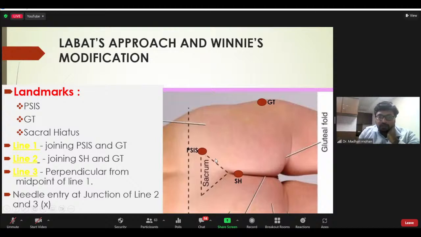So for Labat's approach, you just connect GT and PSIS, right? So take a midpoint and come perpendicular 3 centimeters away from this first line, and that will be the needle entry point. And what Vinod has modified is he has taken the second line starting from greater trochanter and reaching the sacral hiatus. Right. So he has put a perpendicular starting from the midpoint of line 1, which joins the second line. This will be the needle entry point. So here you make use of the long needle, enter, get the same response and proceed with the blockade.